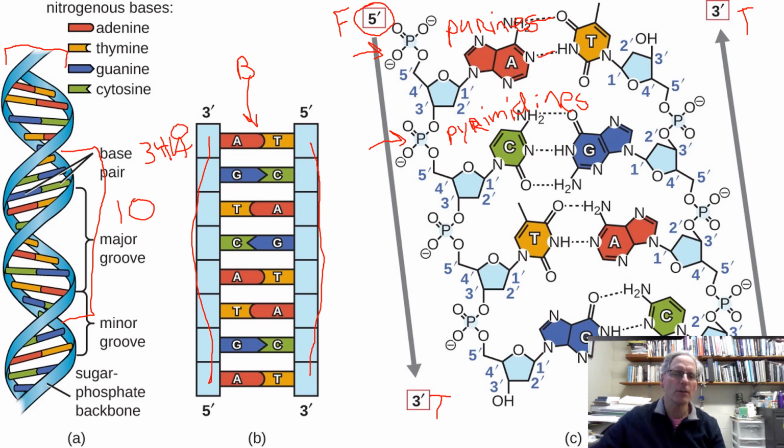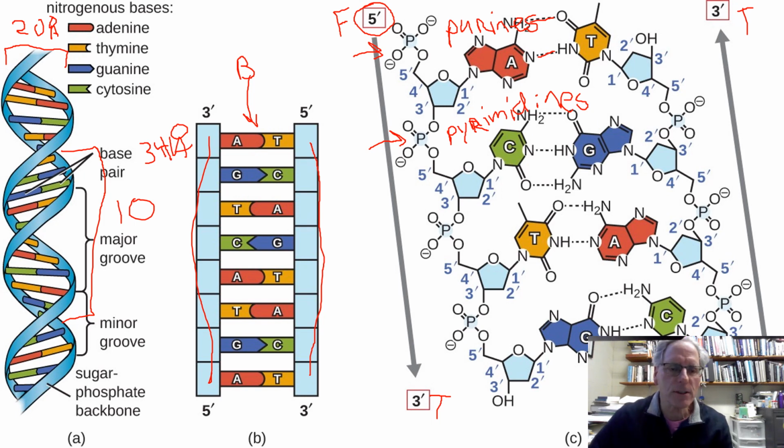From one turn to the other, that means every base, there's 3.4 angstroms between each base. And the molecule is about 20 angstroms in width. Very regular molecule.